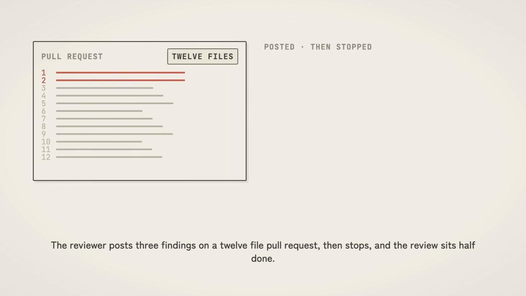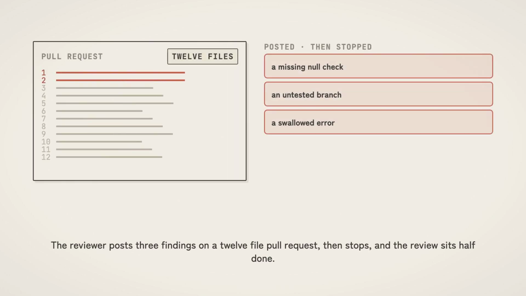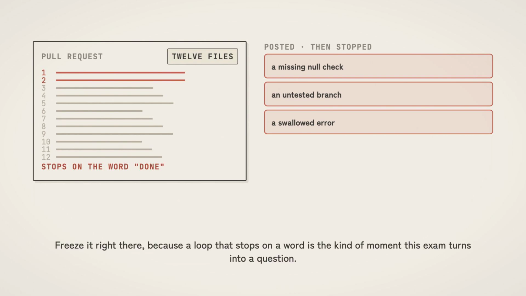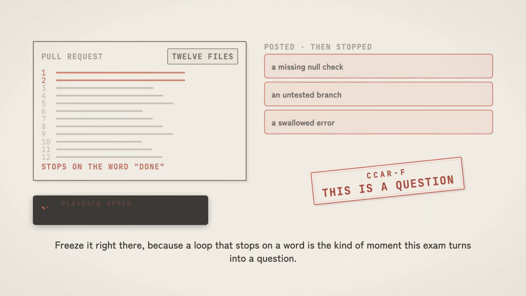The reviewer posts 3 findings on a 12-file pull request, then stops and the review sits half done. It does that about 1 run in 10, and the loop it runs today ends when the model's reply contains the word done. Freeze it right there, because a loop that stops on a word is the kind of moment this exam turns into a question.